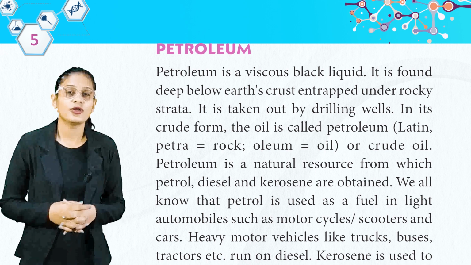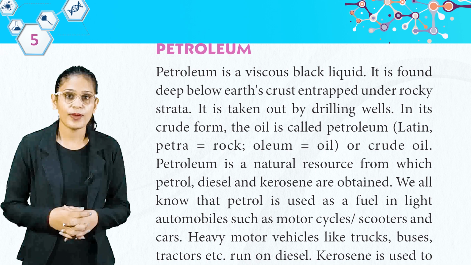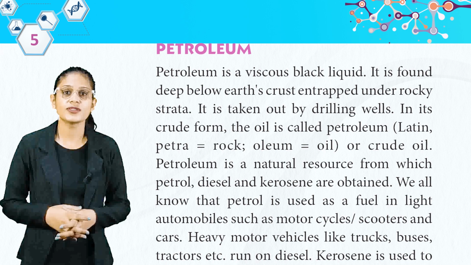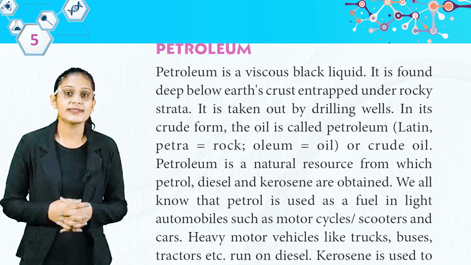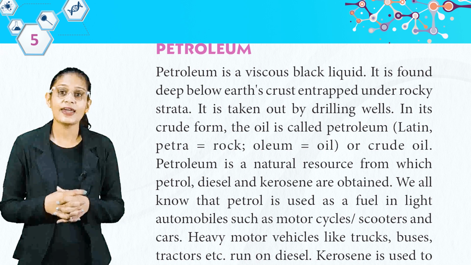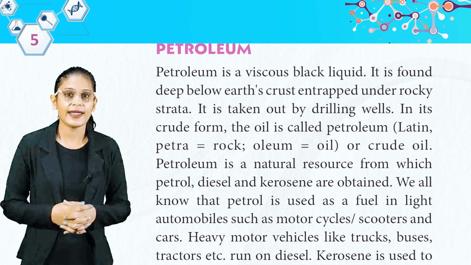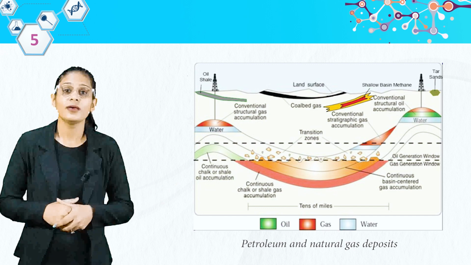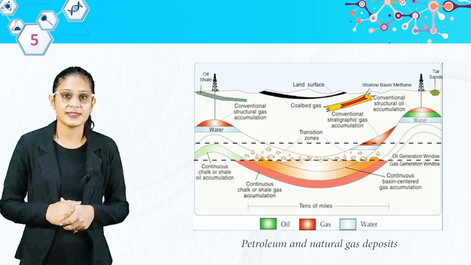We all know that petrol is used as a fuel in light automobiles such as motorcycles, scooters and cars. Heavy motor vehicles like trucks, buses, tractors, etc. run on diesel. Kerosene is used to produce heat or light. Look at this picture. We have petroleum and natural gas deposits.